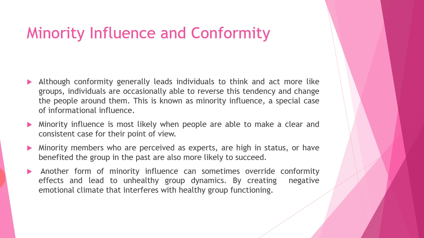Then comes minority influence and conformity. Although conformity generally leads individuals to think and act more like groups, individuals are occasionally able to reverse this tendency and change the people around them. This is known as minority influence. It is most likely when people are able to make a clear and consistent case for their point of view. I told you the consistency of the minority group viewpoint before. Minority members who are perceived as experts, are high in status or have benefited the group in the past are more likely to succeed. Another form of minority influence can sometimes override conformity effects and lead to unhealthy group dynamics also, by creating a negative emotional climate that interferes with healthy group functioning.